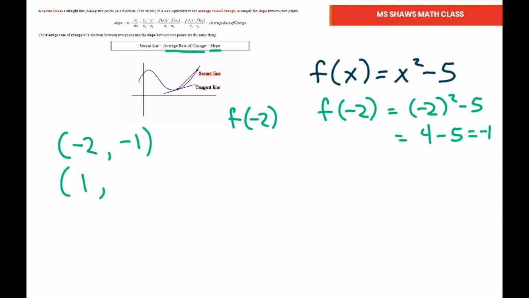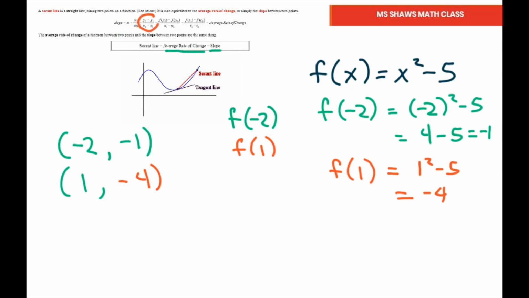And then let's try f of 1. So f of 1 is just going to be 1 squared minus 5, which equals negative 4. So there's your 2 points. And once you have those 2 points, you can just use this formula here and make it easy on yourself.